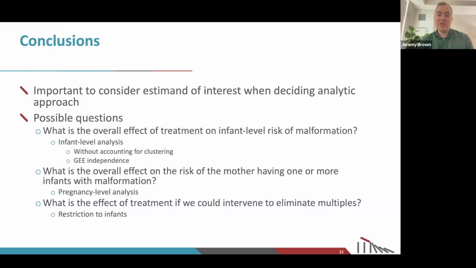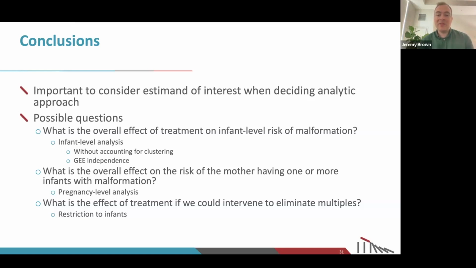And then also, what is the overall effect on the risk of the mother having one or more infants with malformation? That may be an interesting question to inform a potential mother about the risk of malformations with a particular treatment. But again, that effect might be mediated by an increase in multiples and an increase in risk due to that.